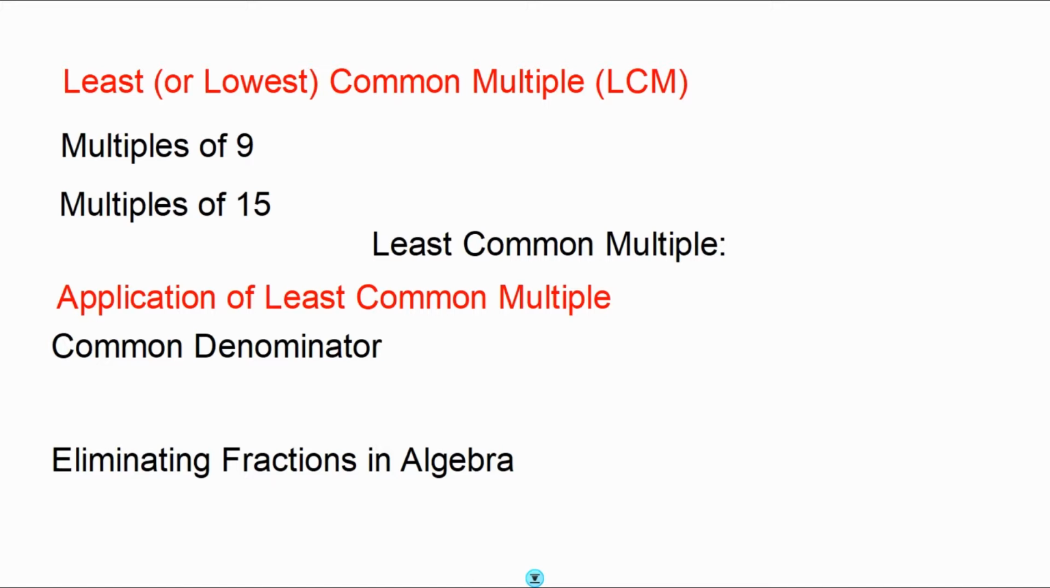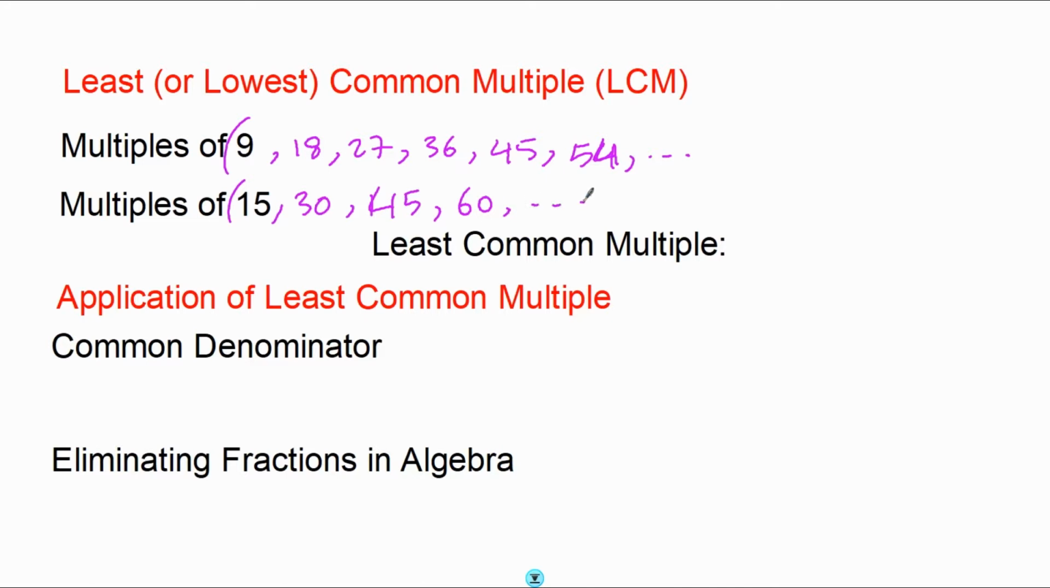So if we look at writing multiples of 9, we will have 9 times 2 is 18, times 3 is 27, times 4 is 36, times 5 is 45, times 6 is 54, and so on. 15 times 1 is 15, so that is still included in the multiples. So 15 times 2 is 30, 15 times 3 is 45, and 15 times 4 is 60, and so on. So when we say least or lowest common multiple, these are the list of multiples of 9, and these are the multiples of 15.